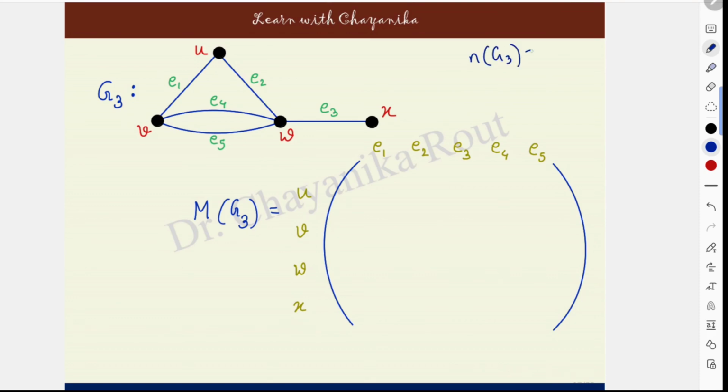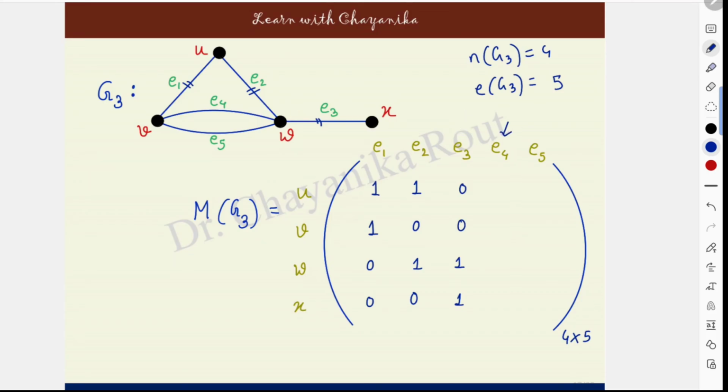Here the order of the graph G3 is 4 and the size of the graph G3 is 5. So my incidence matrix is a 4 cross 5 matrix. Come to the column corresponding to the edge E1. E1 has end vertices u and v. So corresponding to u and v, we have 1 each and others are 0. Then we move to the column E2. E2 has u and w as end vertices. So corresponding to u and w, we will have a 1 each, others are 0. Then we move to E3. E3 has w and x as end vertices. So they will have 1 each. For u and v, it will be a 0.